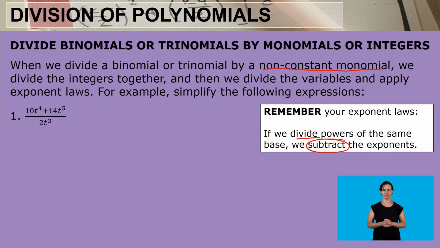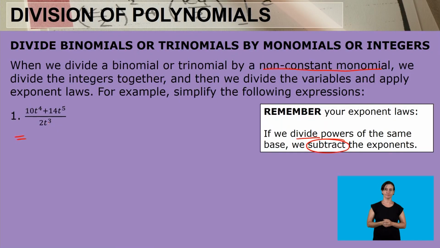Just like we did when we were dividing with a constant monomial, we are going to do the same thing. Each of the terms of the binomial or the trinomial has to divide with that monomial. So this is going to be 10t exponent 4 divided by 2t cubed, and we are adding here, and this is going to be 14t exponent 5 divided by 2t cubed. So each of those terms are going to divide there.